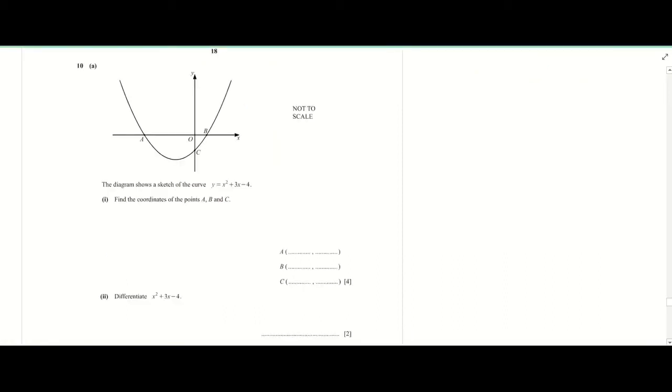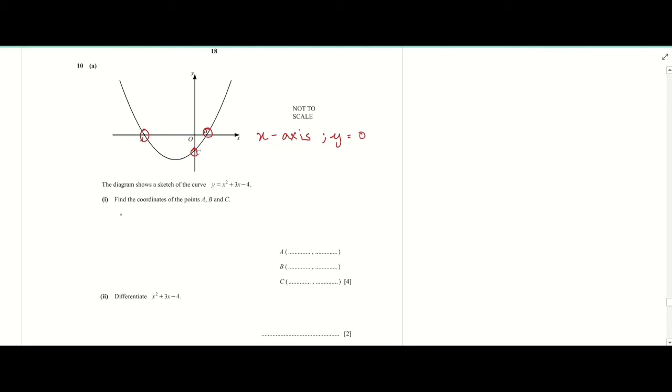So in this question we have a diagram given to us and we are asked to find the coordinates of A, B and C. You can see the points A and B are both on the x-axis and we need to know that the y value at the x-axis is equal to 0.